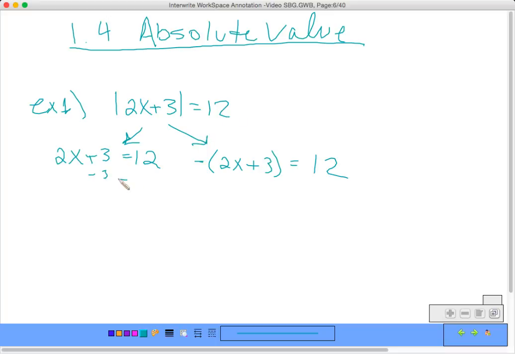So here we're going to subtract 3. So we get 2x equals 9. And then we divide by 2, and you can leave it 9 halves. That's perfectly fine.